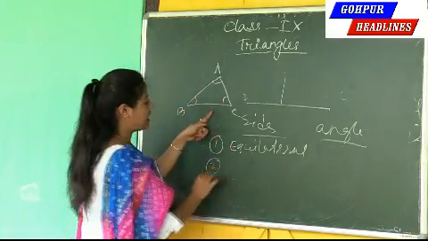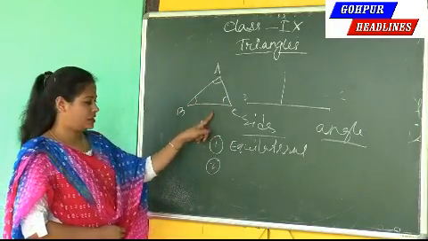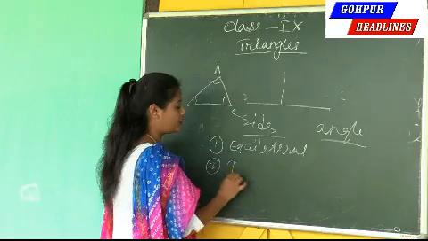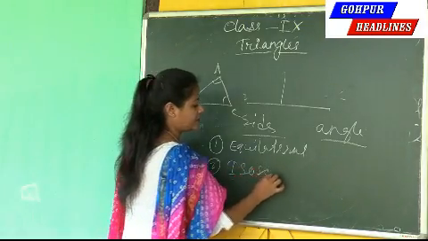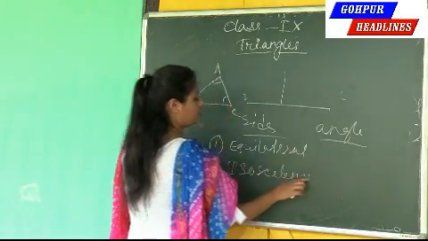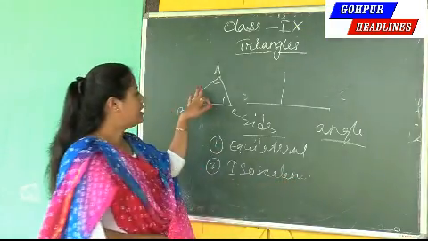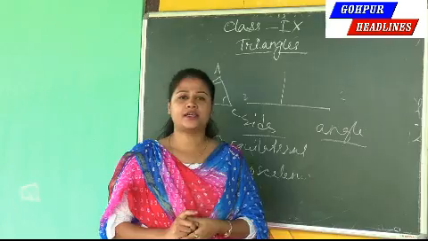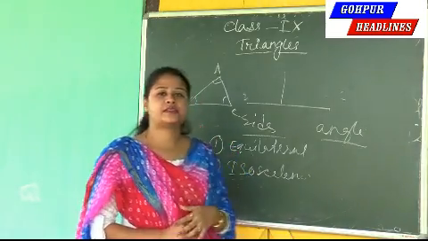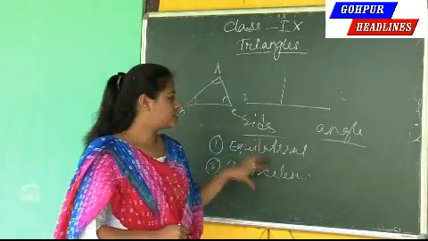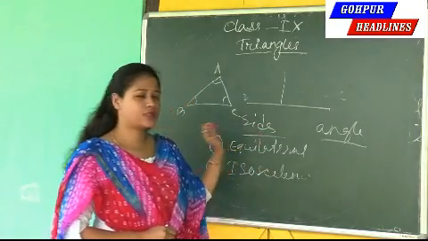Next one is the isosceles triangle. In an isosceles triangle, only 2 sides are equal. And the third one is the scalene triangle, where no sides are equal. There are 3 types of triangles according to sides.